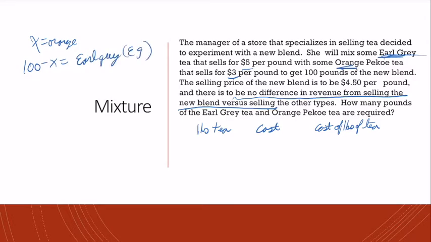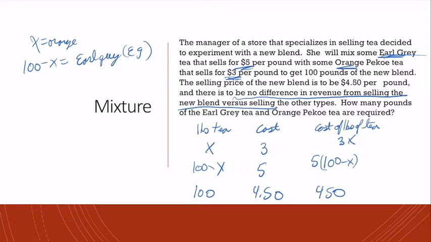So if I have X pounds of orange tea that normally sells for $3 per pound, and I have 100 minus X of the Earl Grey, which normally sells for $5 per pound, I'm going to have 100 pounds total, and I want each of those pounds to sell for $4.50. So I need 3x plus the money I'd make off of the Earl Grey to add up to 450. I'm multiplying across. So this has to equal this. Earl Grey is 5, orange is 3.